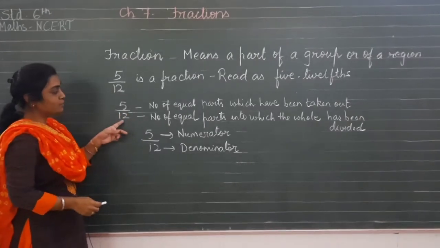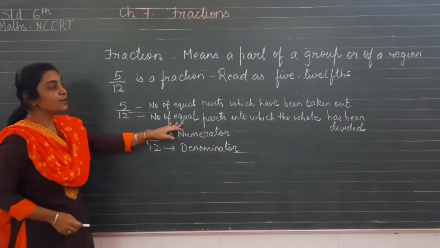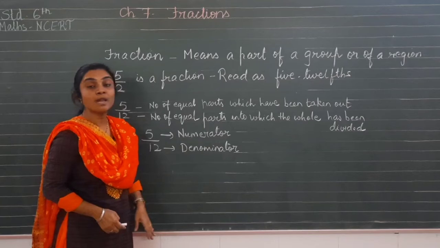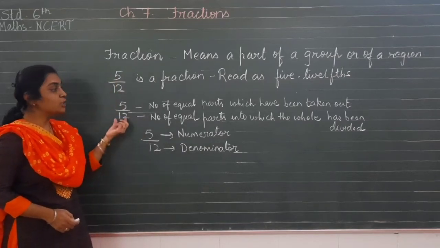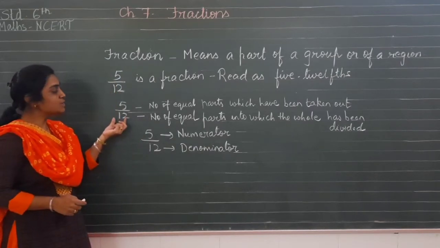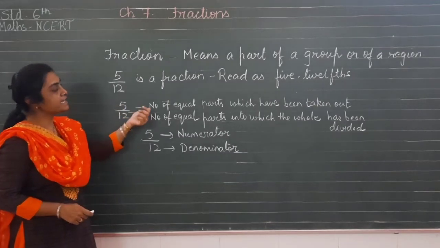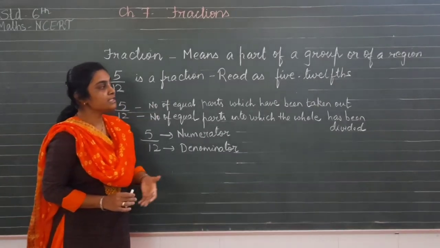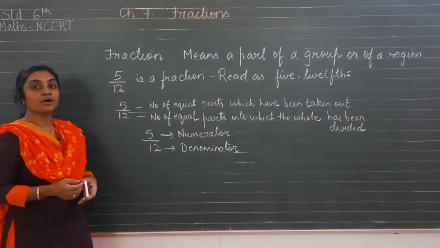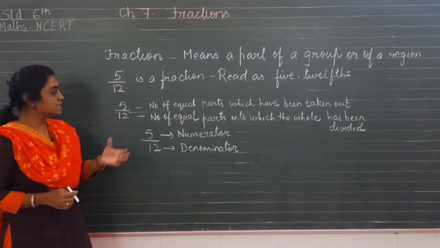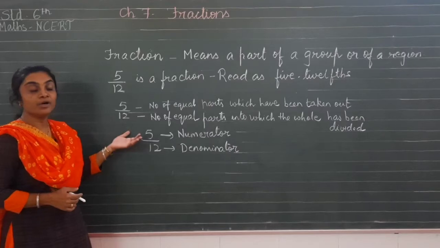Now what is 12? It is the number of equal parts into which the whole has been divided. So there are 12 parts. From these 12 parts we have taken 5 parts. So what is 5? It is the number of equal parts which have been taken out. So this can be written as 5 upon 12.